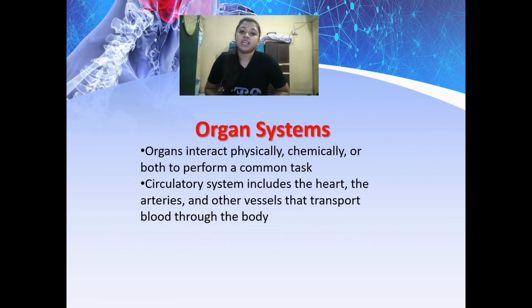The next topic is organ systems. What are the organ systems? Organs interact physically, chemically or both to perform a common task. For example, the circulatory system includes the heart, the arteries and the other vessels that transport blood throughout the body.